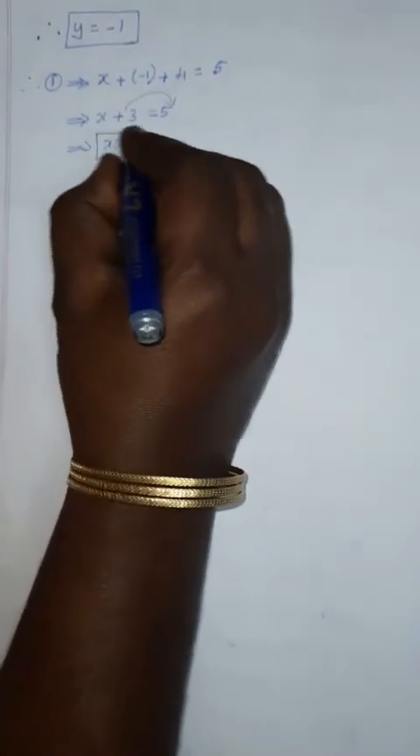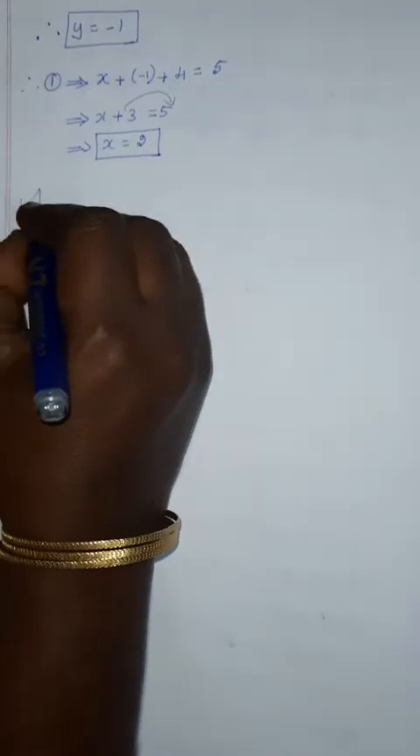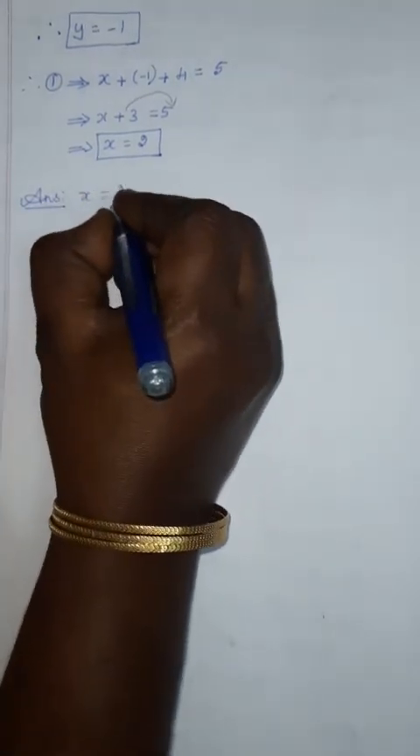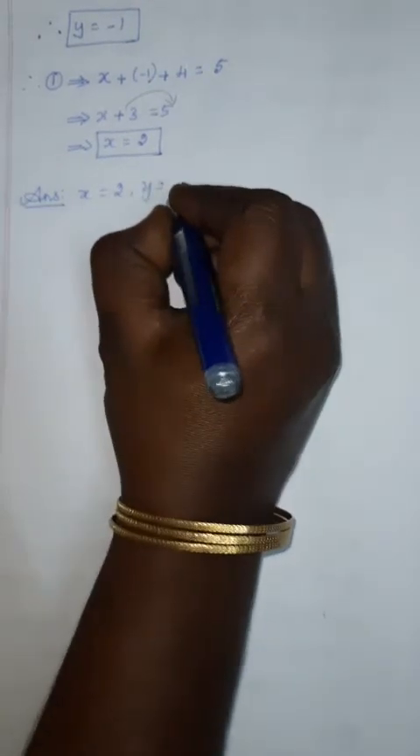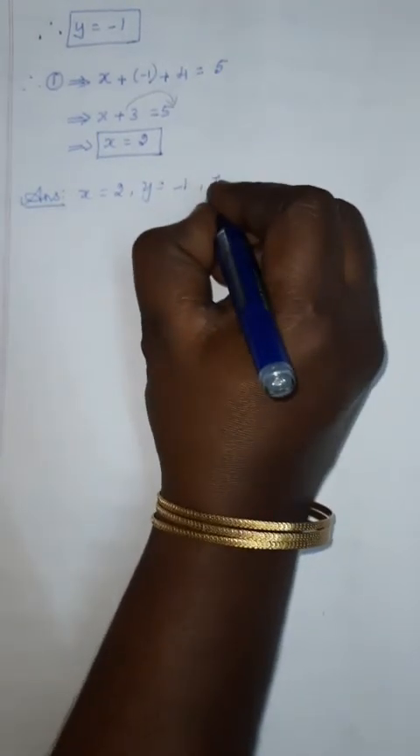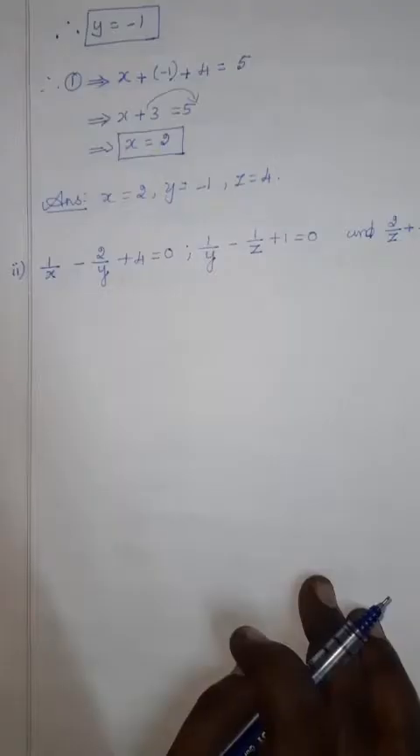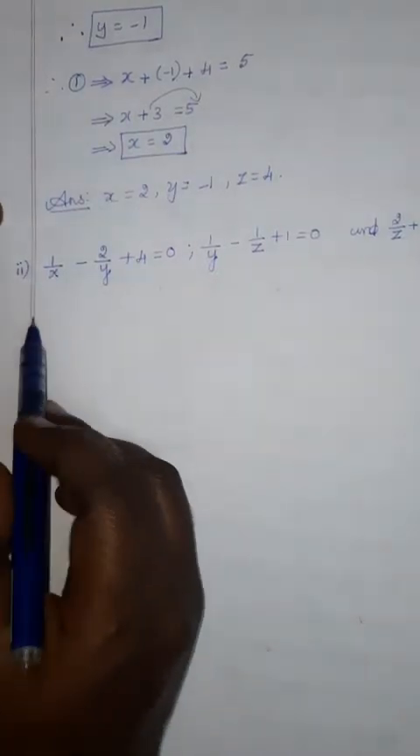Okay, so we got all the x, y and z. We can write the answer. x is equal to 2, y is equal to minus 1 and z is equal to 4. Okay, are you all clear? We can continue with the second question.